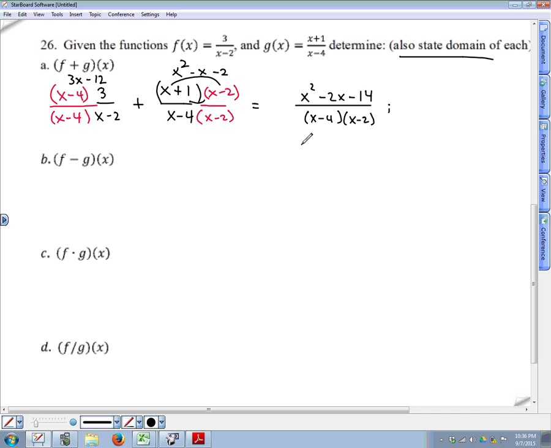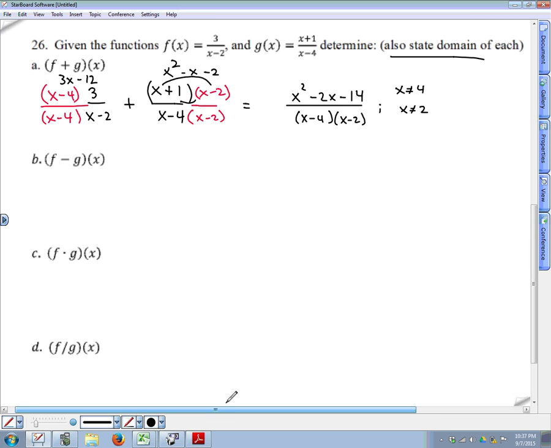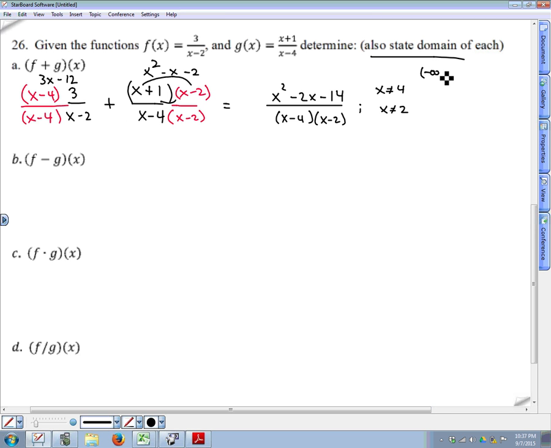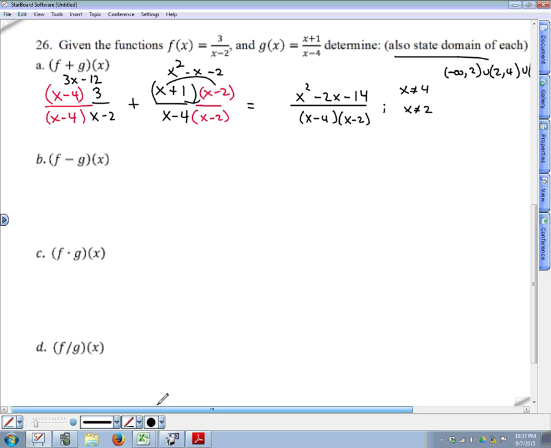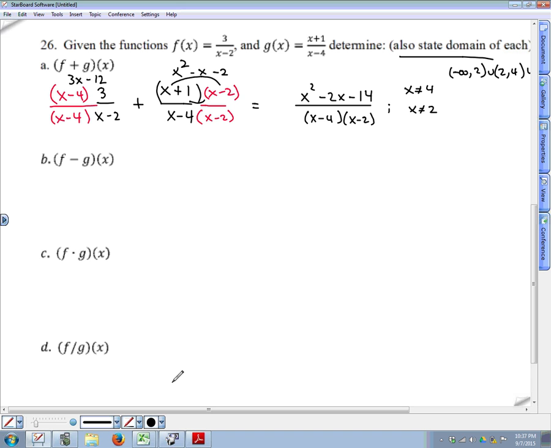You can't divide by 0, so x can't be 4, and x can't be 2. So you could state that as negative infinity to 2, 2 to 4, 4 to infinity. And we'll go back and fix something here. 3x minus x is a plus 2x. My apologies.